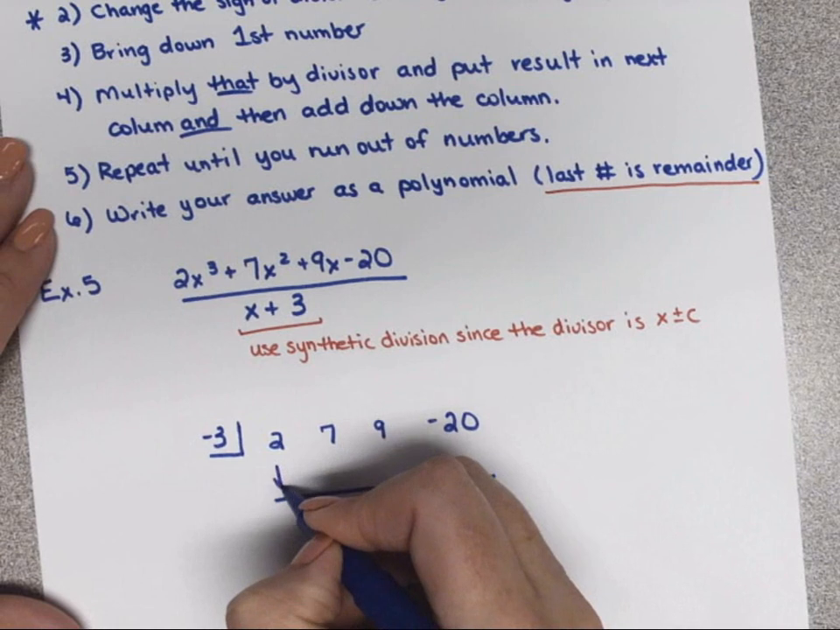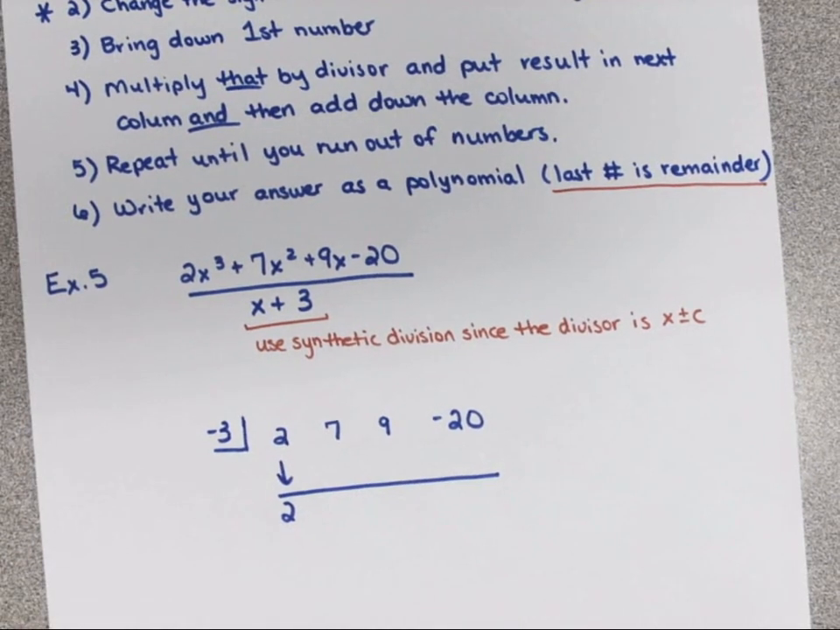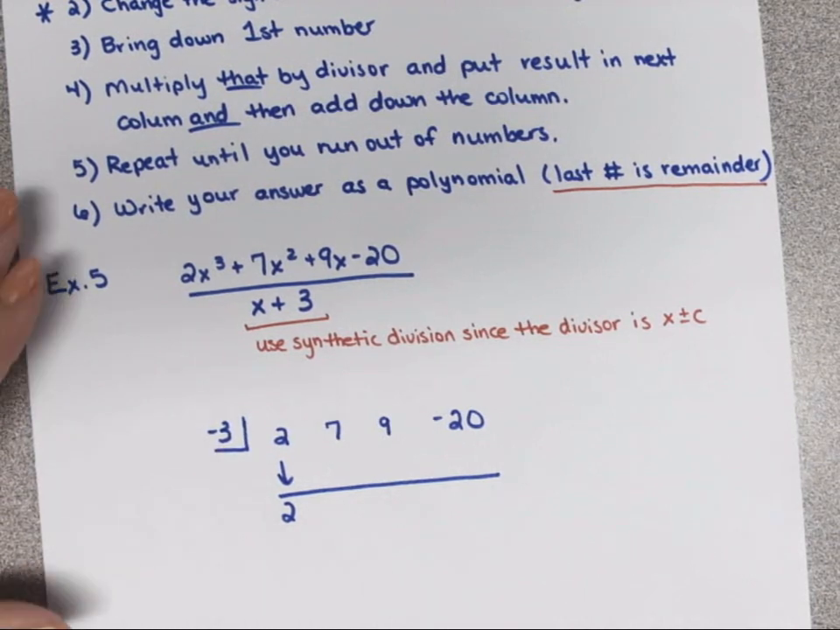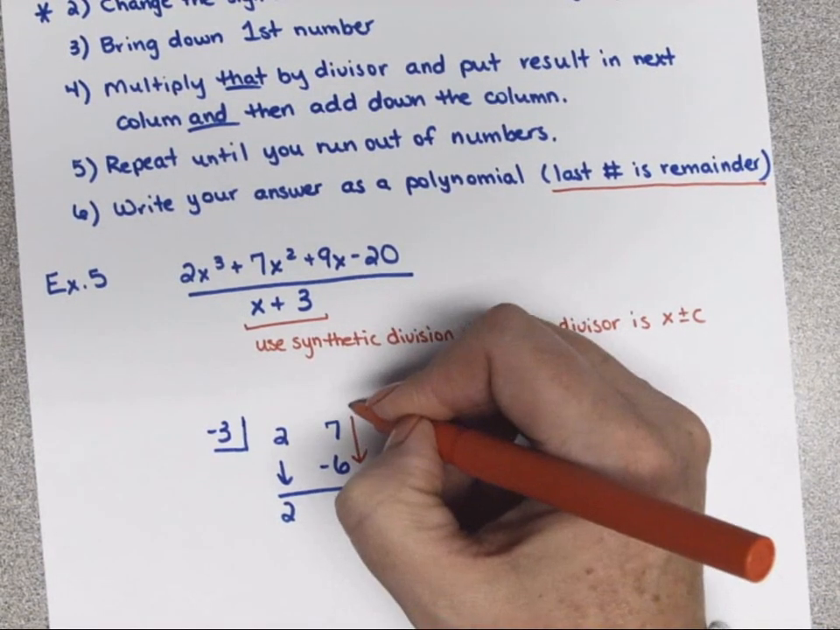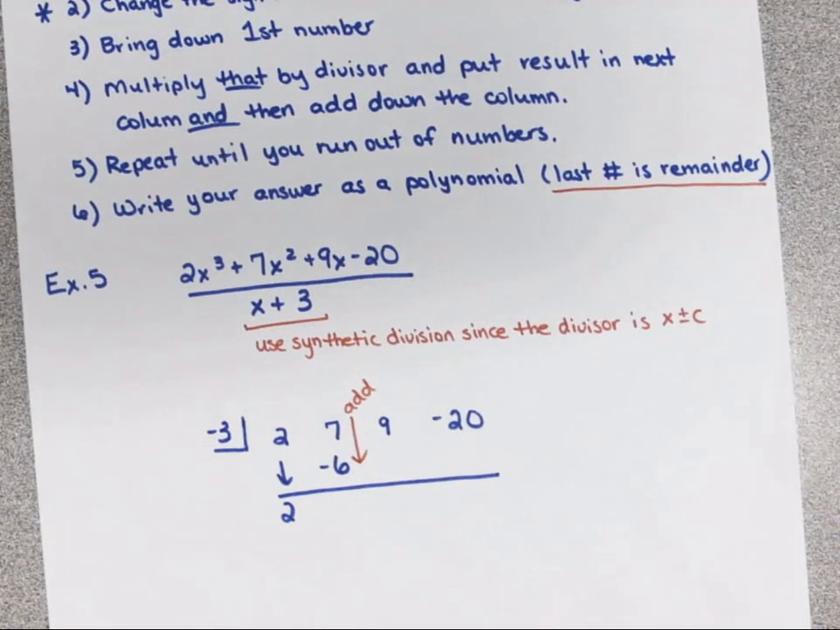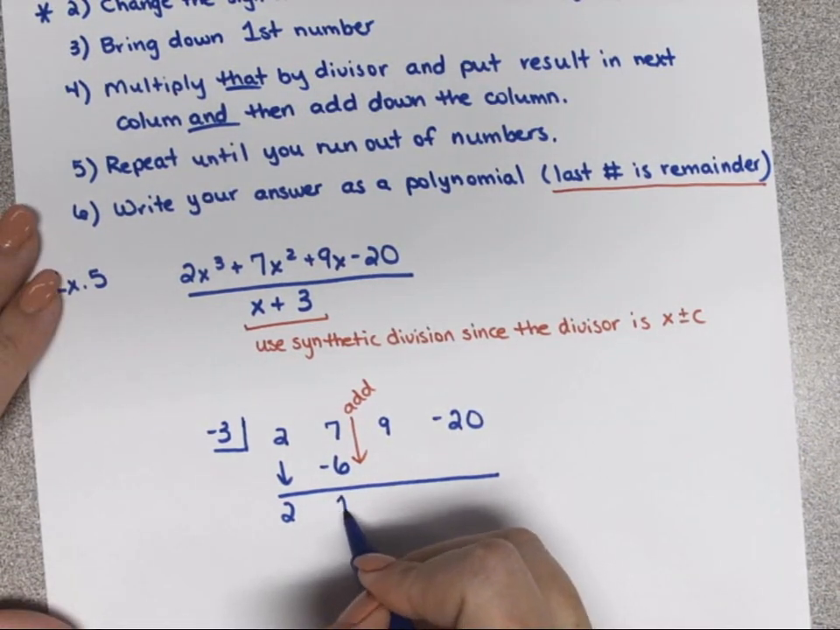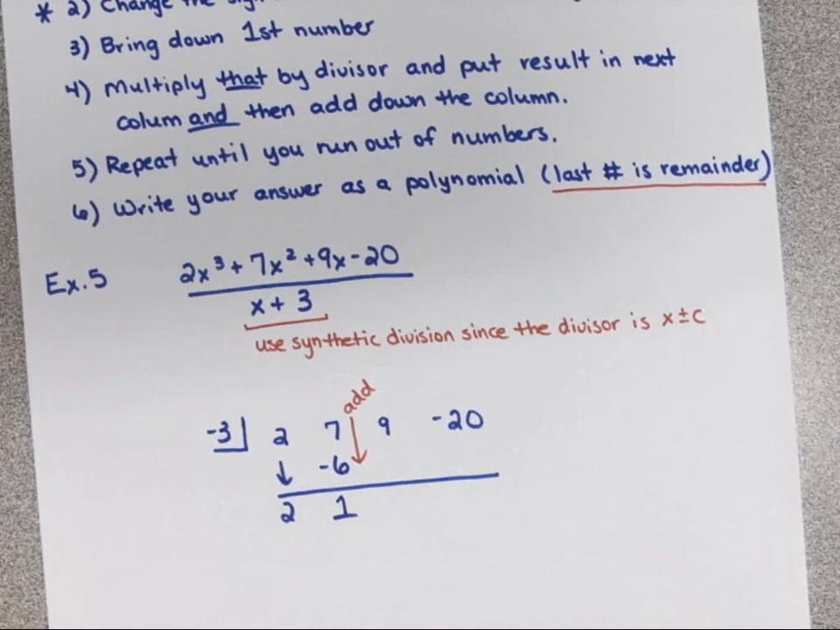So you always bring down the first number, and then you just start multiplying and adding, multiplying and adding. So you take 2 times negative 3, which is what? Negative 6, and you line that up in the next column. Okay? And you always add down the column. So what's 7 plus negative 6? 1, right? And then you do it again.